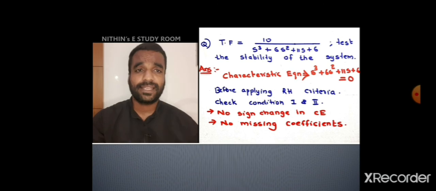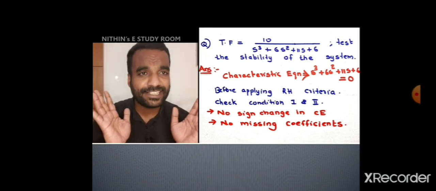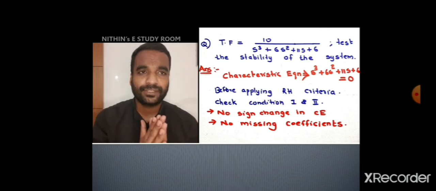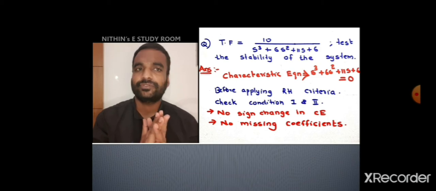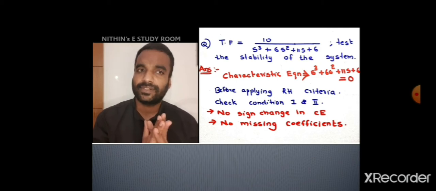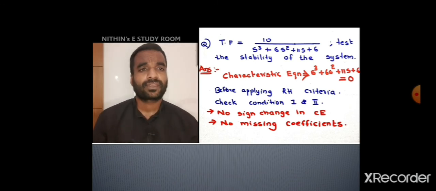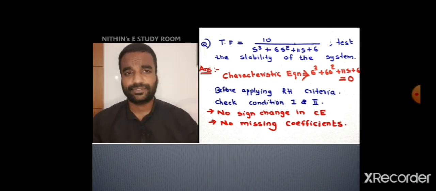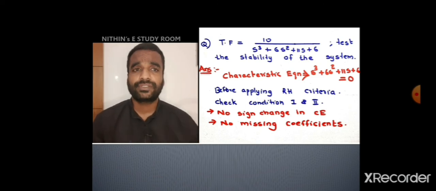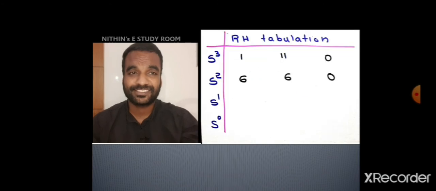So before applying RH criteria, check two things. Is there any sign change in the characteristic equation? No. S cube's coefficient is positive, S squared's coefficient is positive, S's coefficient 11 is positive, and S raised to 0, its coefficient 6, is also positive. So no sign change in the characteristic equation. Is there any missing coefficient? No, it is a third order system. S cube is present, S square is present, S is present, and the constant is also present. So no missing coefficients.